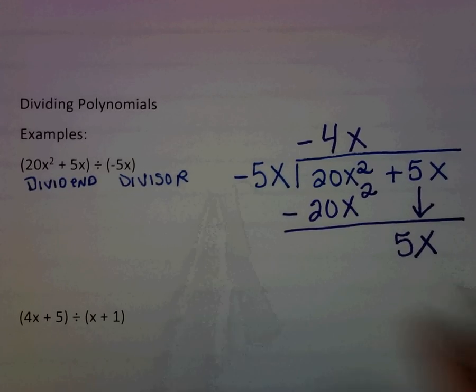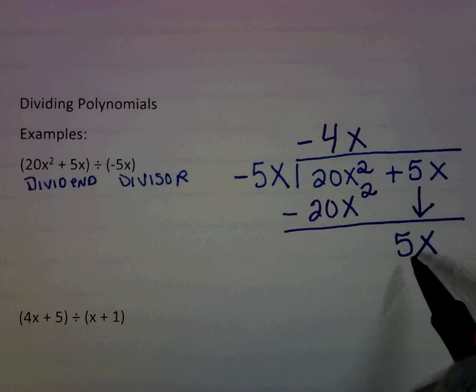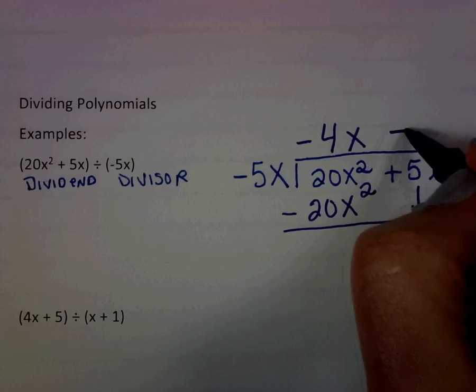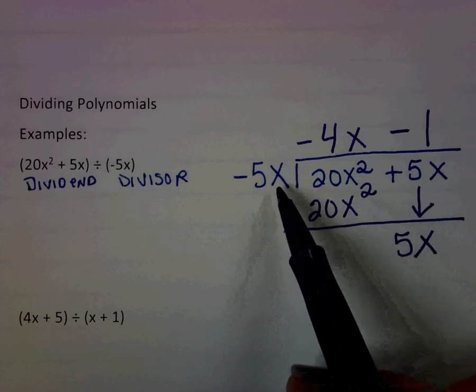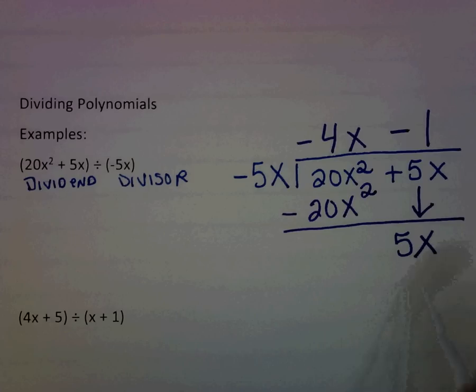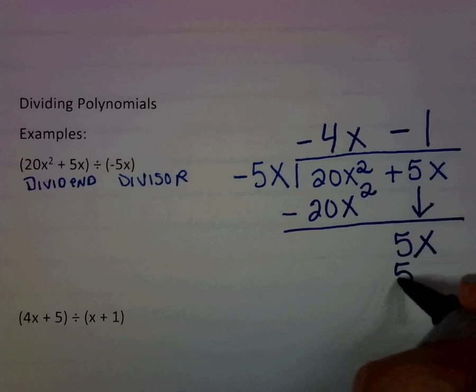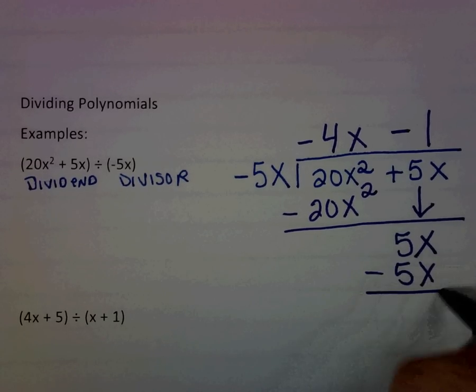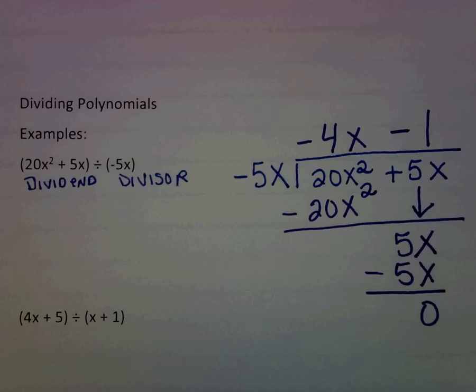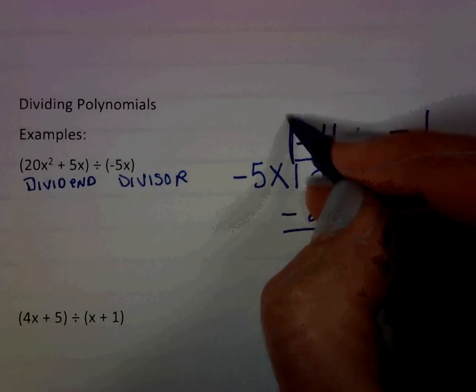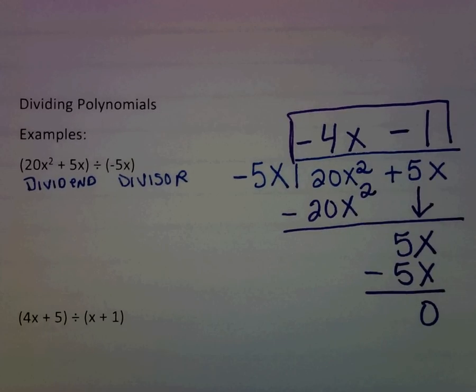So negative 5 times what gives me positive 5? Well, times negative 1. I don't need another x there, so this is going to give me positive 5x. And when I subtract, I get a remainder of 0. So my quotient is negative 4x minus 1. Remember, quotient is the answer to a division problem.